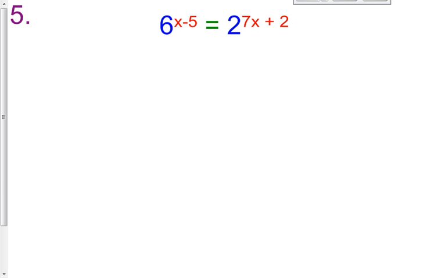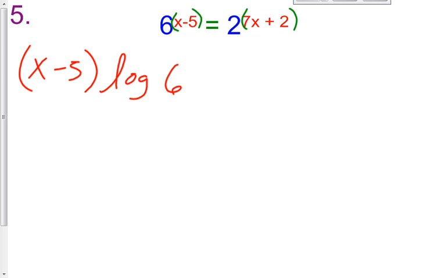Problem number 5. This one, slightly more difficult again because we have a binomial on both sides. So the process is going to remain the same, but it's going to be slightly more difficult. I'm going to take the log of both sides. Log 6 raised to the x minus 5, but the x minus 5 is going to come out in front because I'm going to use the power property. That equals the log of 2 raised to the 7x plus 2. I'm going to put the 7x plus 2 out in front, then multiply it by the log of 2.